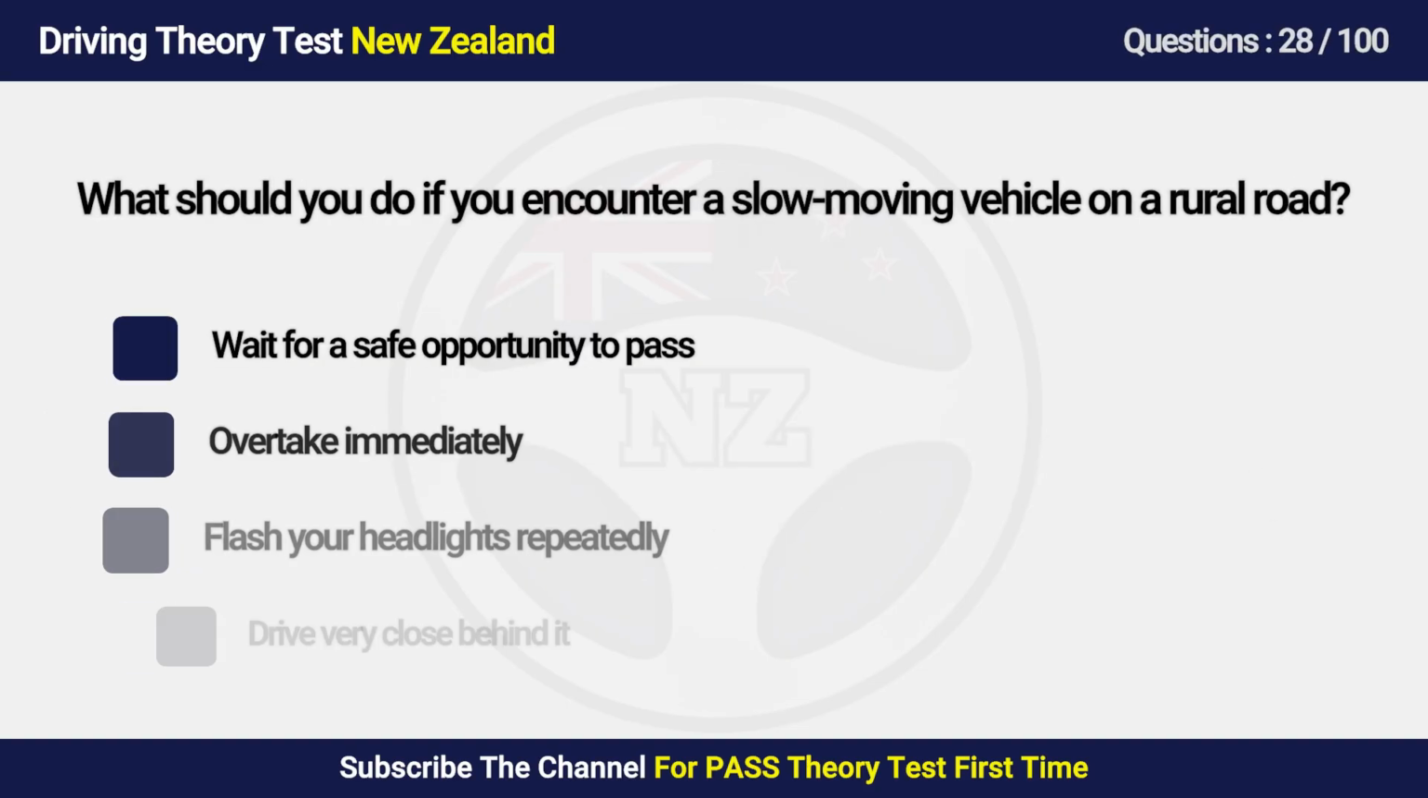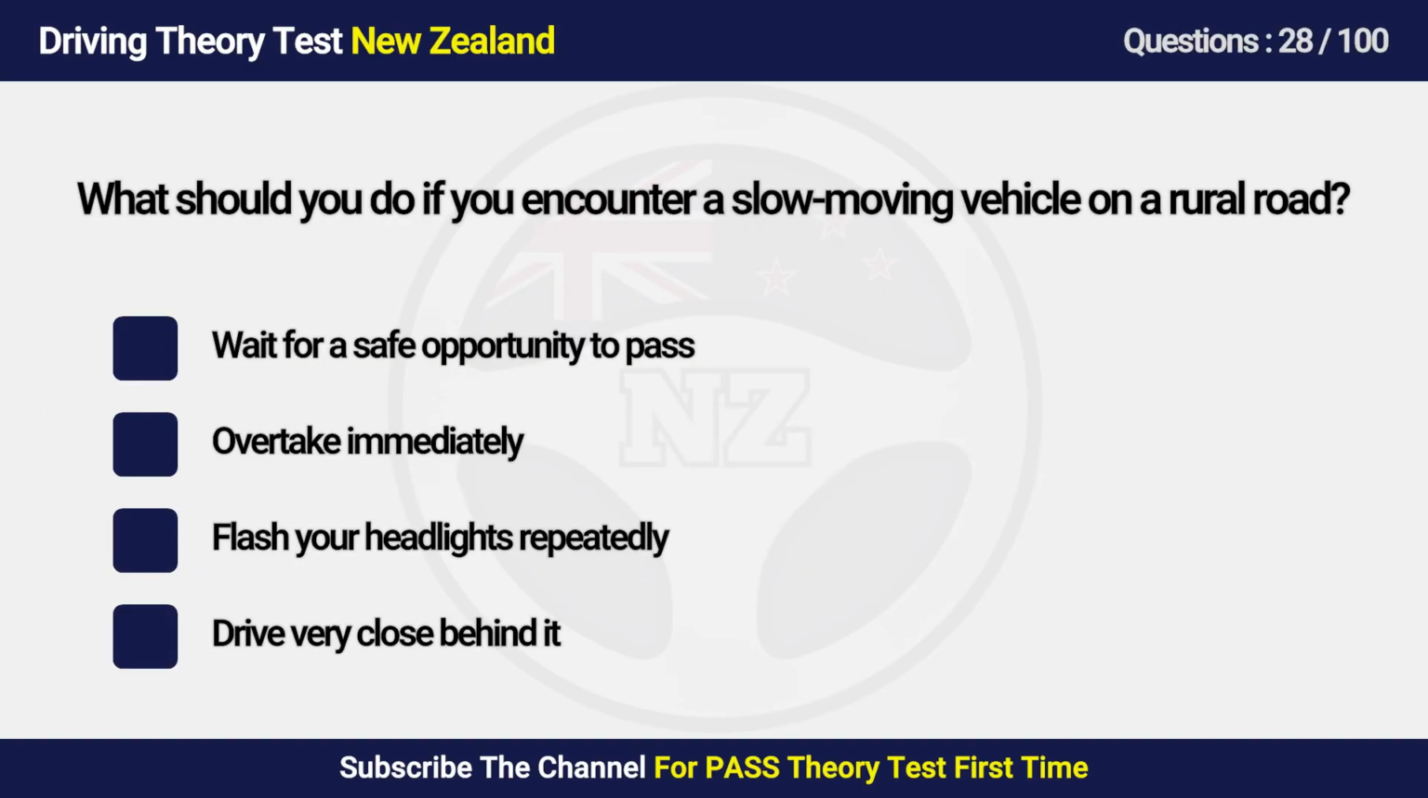Question 28. What should you do if you encounter a slow-moving vehicle on a rural road? A. Wait for a safe opportunity to pass. B. Overtake immediately. C. Flash your headlights repeatedly. D. Drive very close behind it.